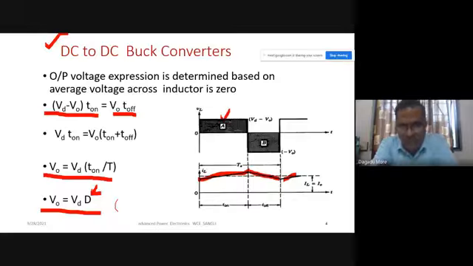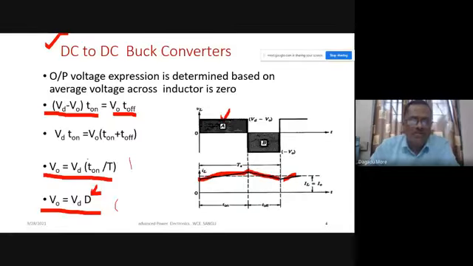What is the range for variation of D, the duty ratio of any chopper circuit or any converter? D is given by T on by T. T on may be 0, or T on may be equal to T.